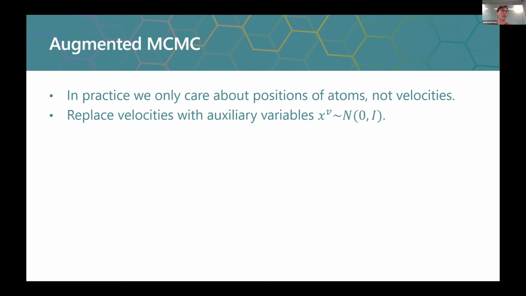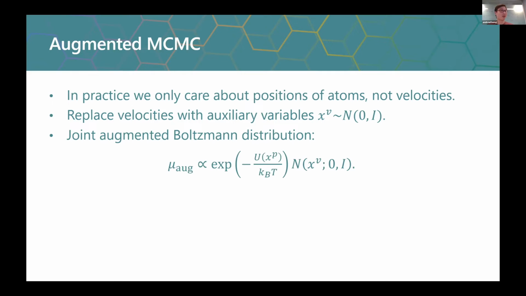So we don't want to model the velocities directly. They're not actually that interesting. We just want to model the marginal distribution of the positions. And so we're going to define an augmented Boltzmann distribution that has the correct marginal for the positions, but the wrong marginal for the velocities. Yes, I see a hand.